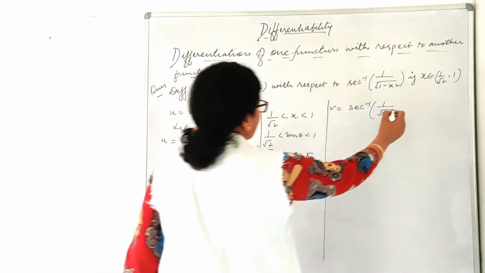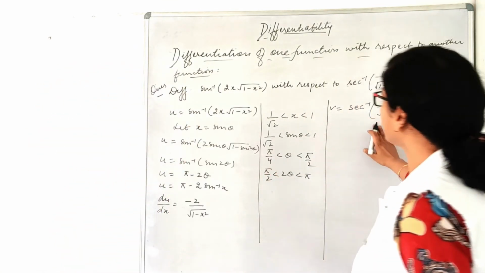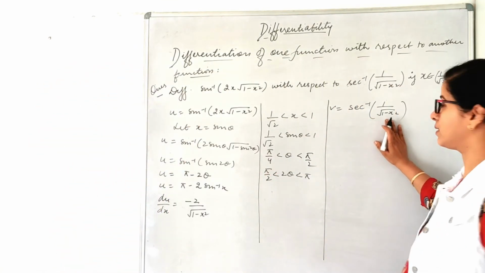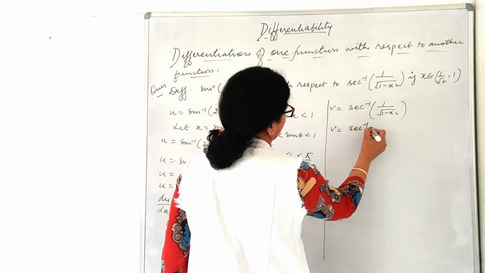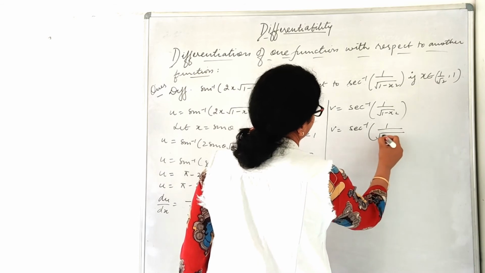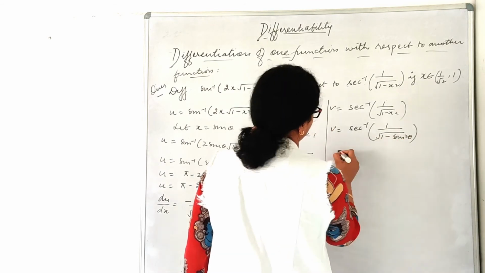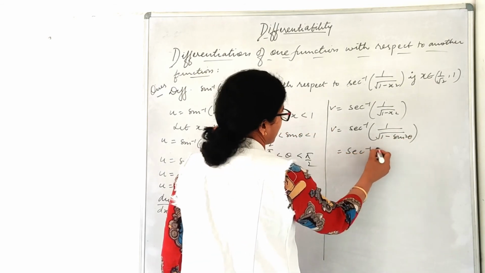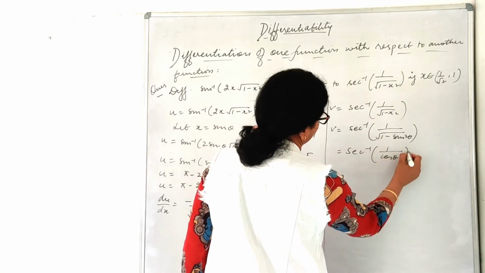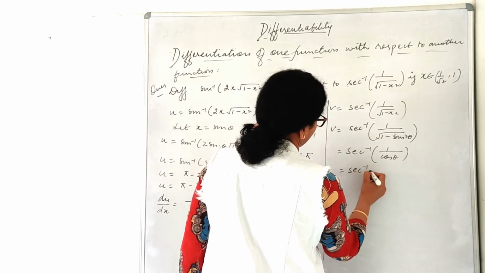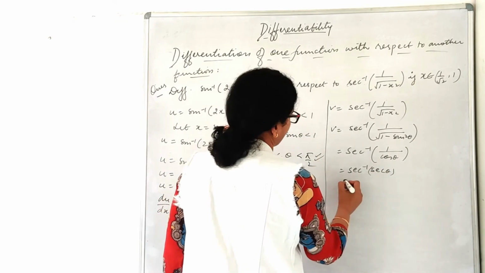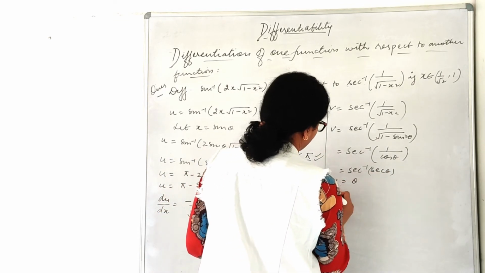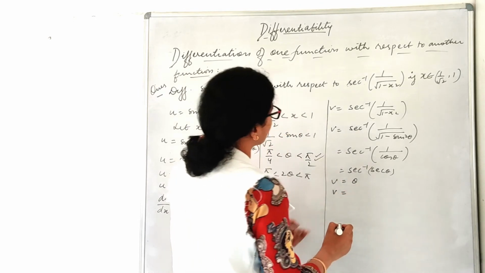Now let us check this part. So here again I am going to substitute x is equal to sine theta. Fine. So v is equal to secant inverse 1 by root 1 minus sine square theta, which is equal to secant inverse 1 upon cos theta, which is equal to secant inverse secant theta. It is in the principal range, this part. So v is equal to theta. So v is equal to, substitute the value of theta.